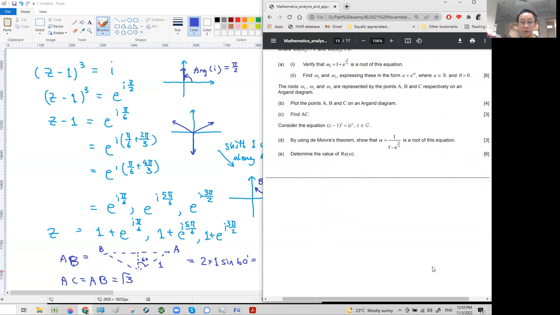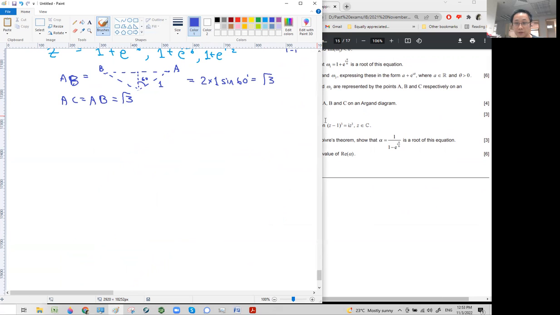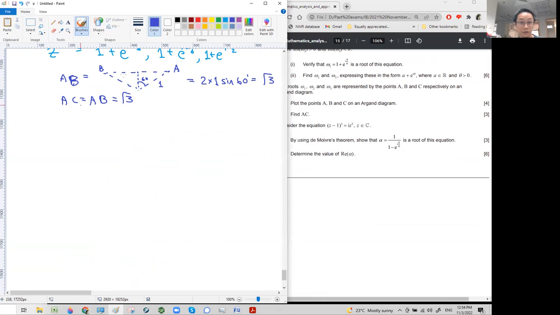Last part, consider the equation that equals to that. By using de Moivre's theorem, which is actually what we did already in the first part, so I'm not sure why they bring this up again. (z minus 1) cubed equal to i z cubed. So you definitely want to move the z to the left side first and then just cube the entire fraction equals to i. So we have the same situation before, because when you cube it, i, one of the answers is just e to the i pi over 6.